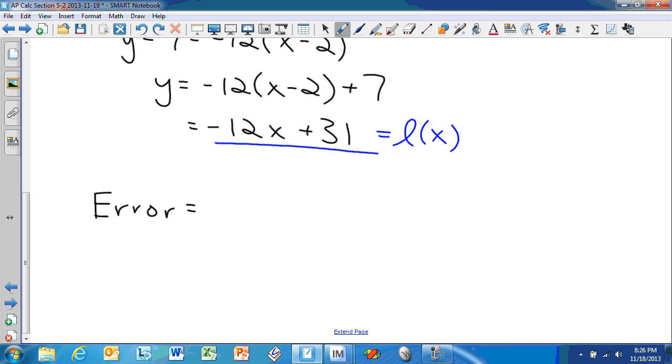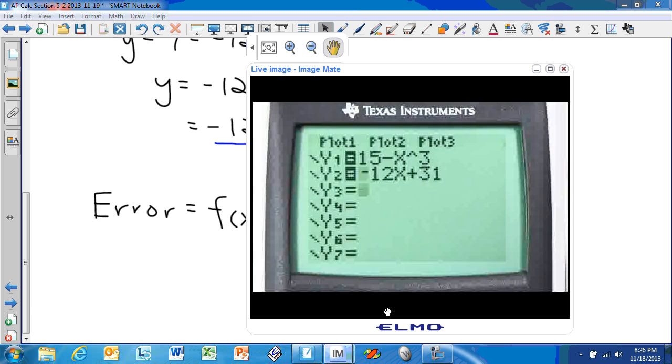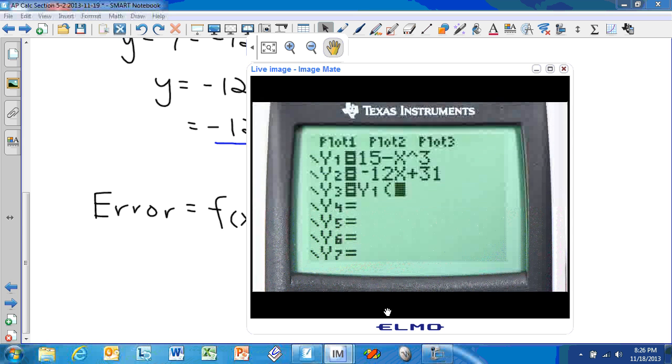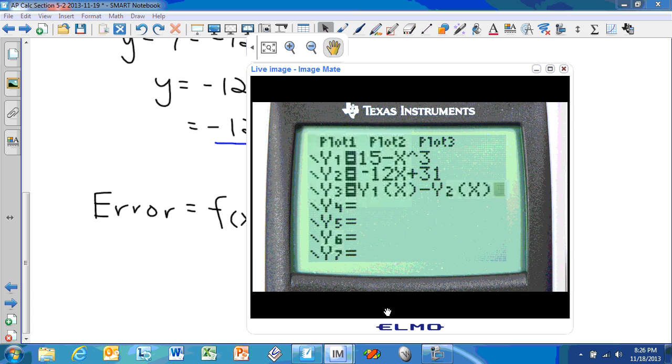The error is just the difference between your function and the linear function. So if you calculate f of x at some point minus L of x at the same point, the difference between those is your error, how far you're off. So let's just let our calculator crunch that for us. Go to y3, and I'm just going to use function notation to do this. So y1 is function f, so y1 of x, and L of x is y2, so y2 of x. Technically you can leave out the x's and the parentheses, but just so it looks like function notation, I'll leave it there for you.